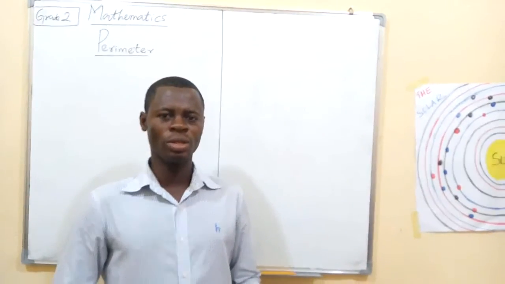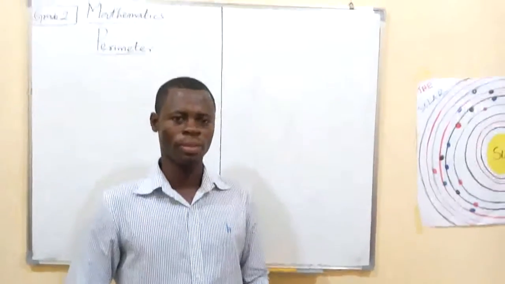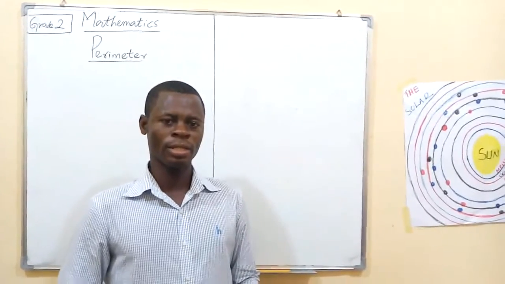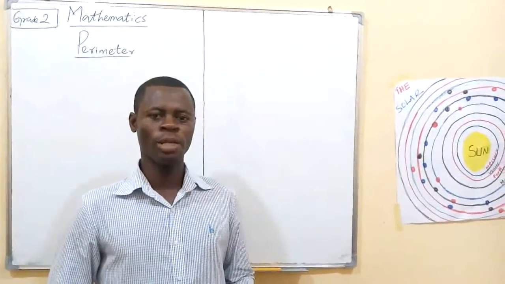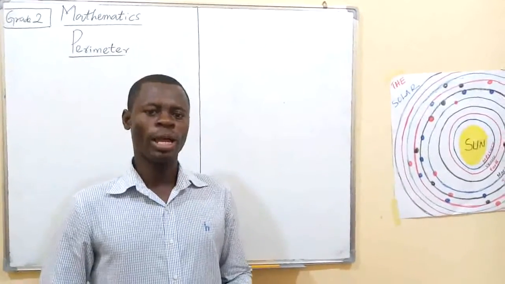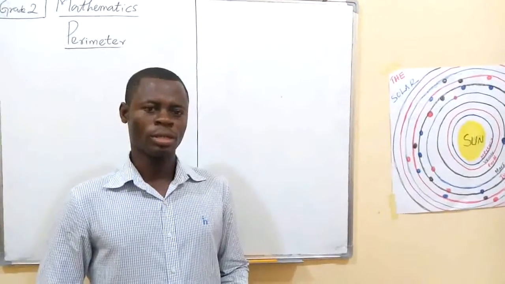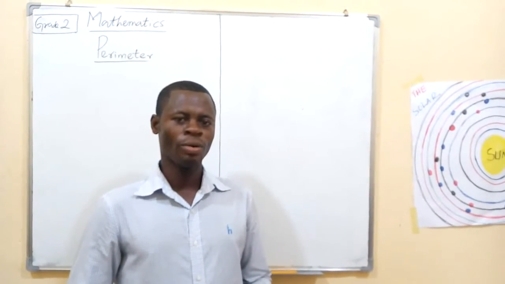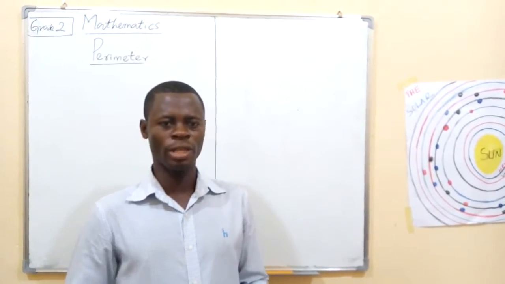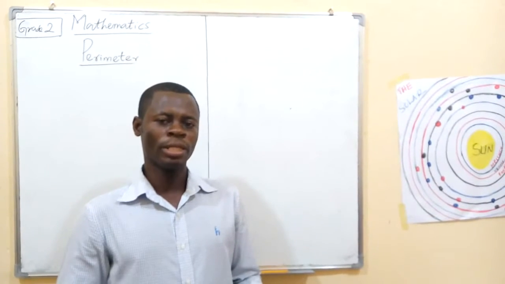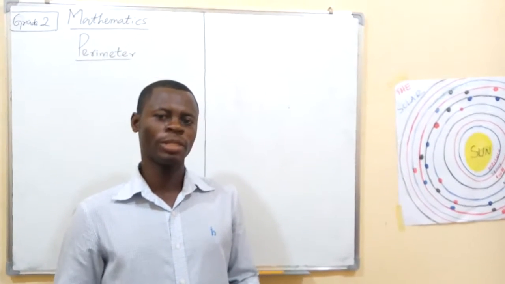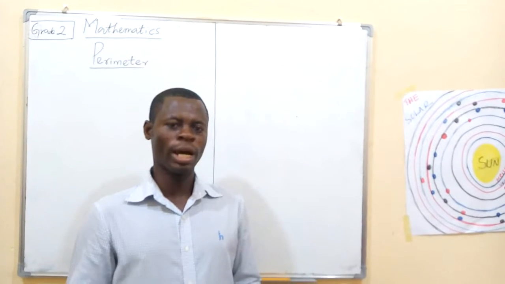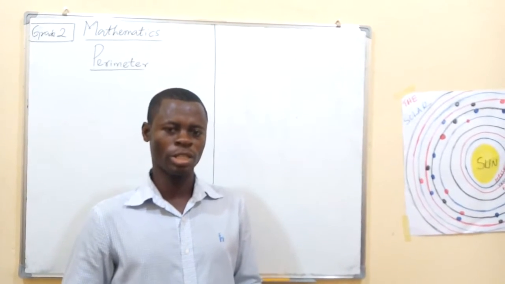Last week we looked at length, where we learned that length is the distance between 2 points or places. We also learned the units of length, which are centimeters, cm, and meters, m. We also proceeded to conversion of units from meters to centimeters and from centimeters back to meters. We also looked at addition of length and subtraction of length.